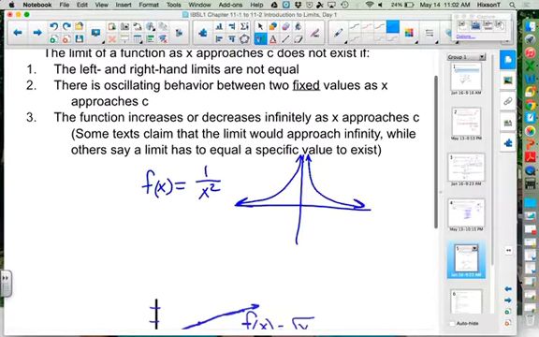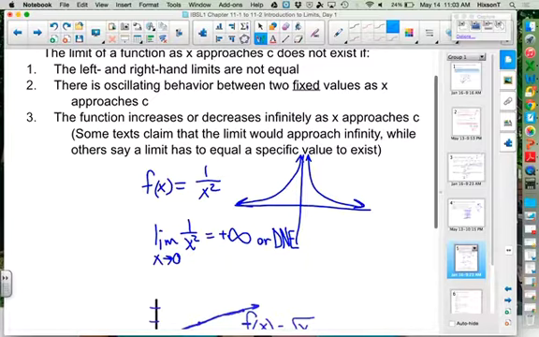Notice as I approach zero, on both sides it's getting bigger and bigger and bigger. So we could say that the limit as x approaches zero of 1 over x squared, what is our function approaching? Infinity. Depending on who you are working with, they'll say it's either approaching positive infinity or they'll say it does not exist. I will accept either answer, because both are valid.